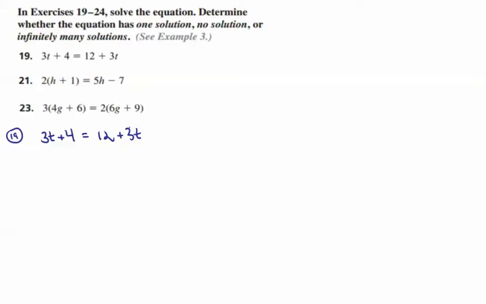Now we can show one step further that we're going to have a problem here by collecting the variables on one side. We would do that by subtracting 3t from both sides, but when we do, we end up with 4 is equal to 12. And that's a problem because 4 is never equal to 12. So we say this is never true, and since it's never true, there are no solutions.